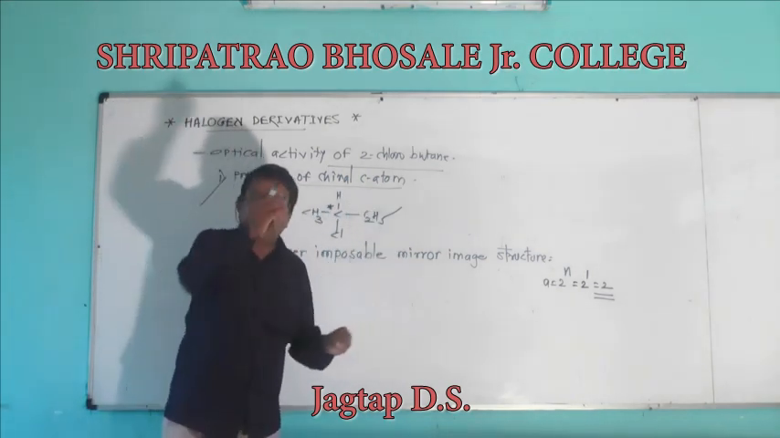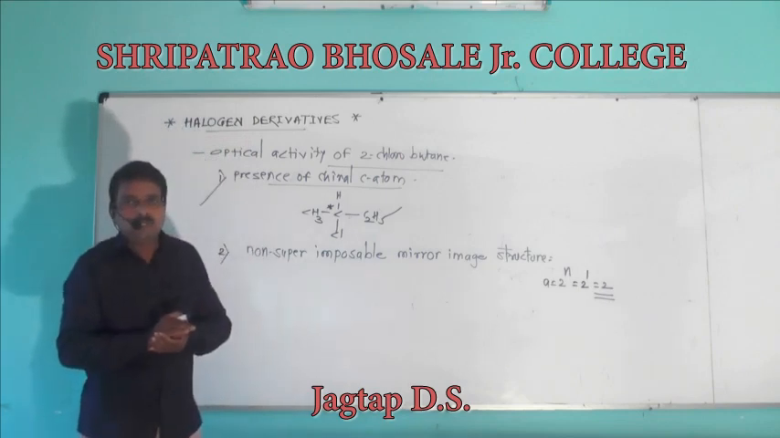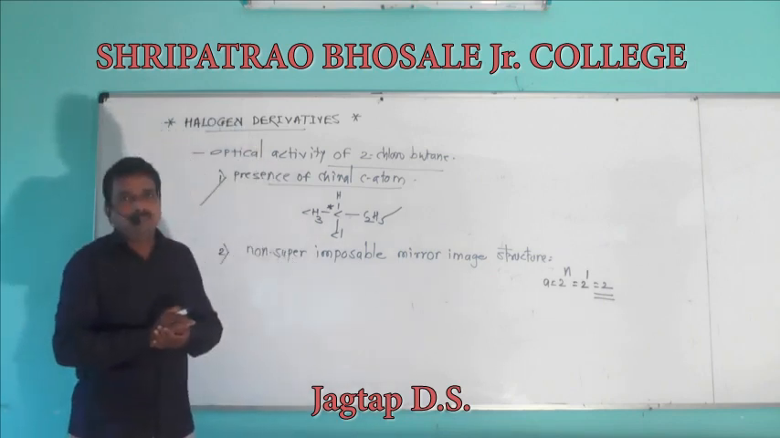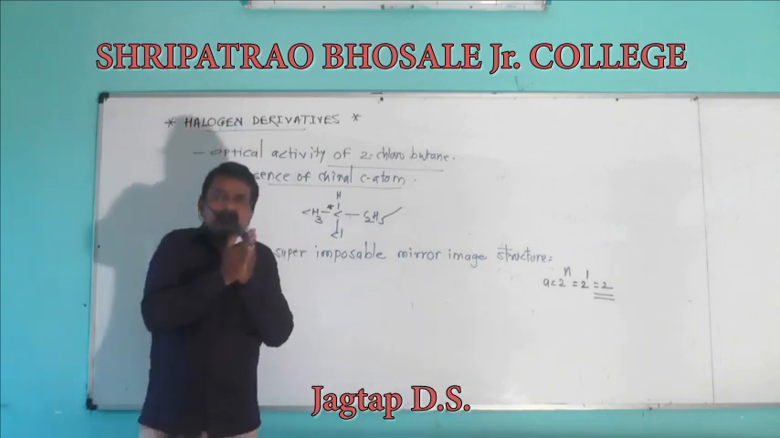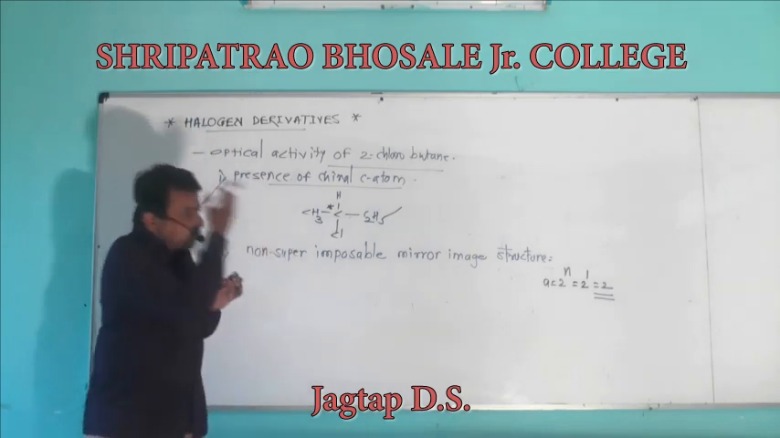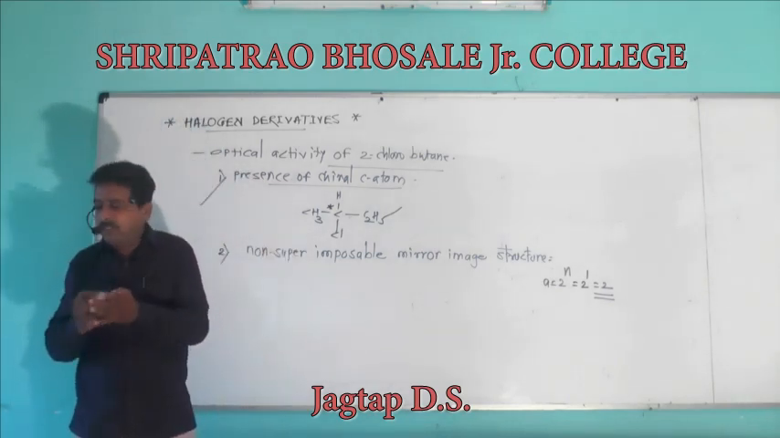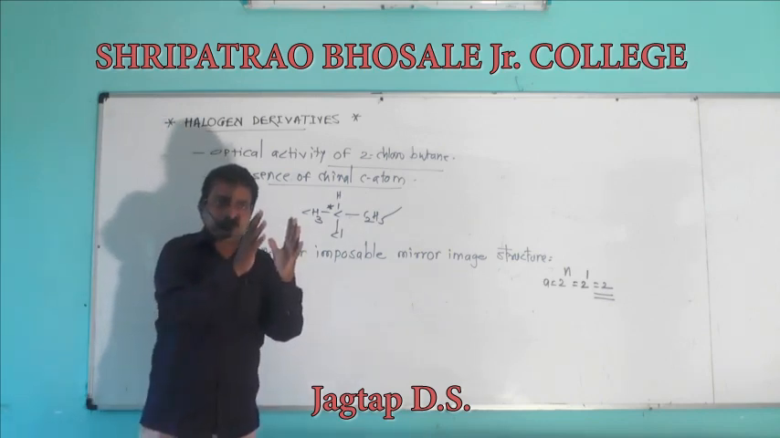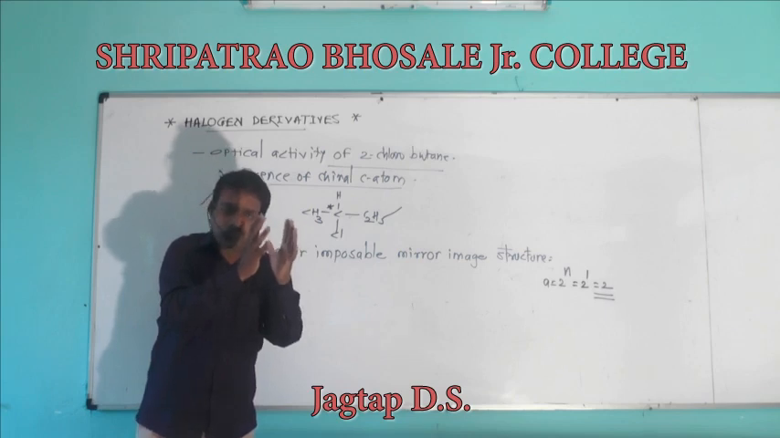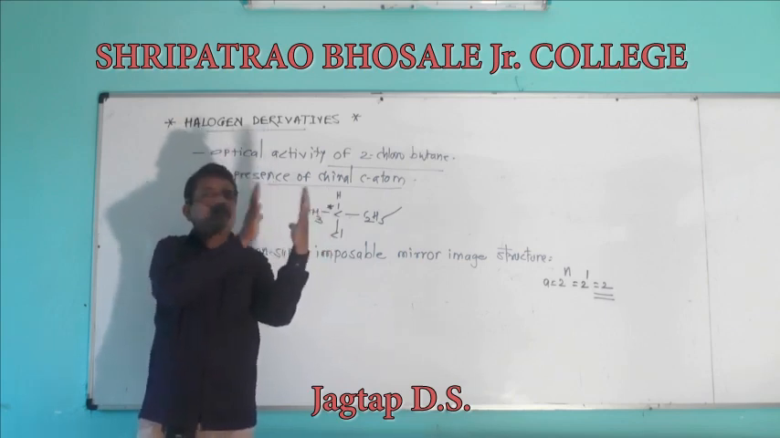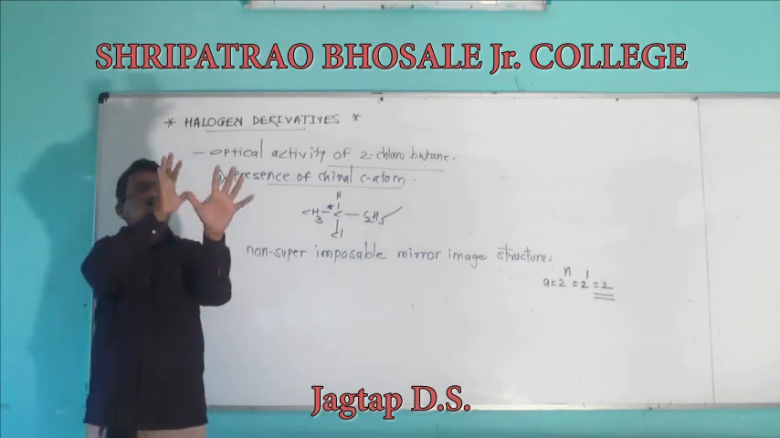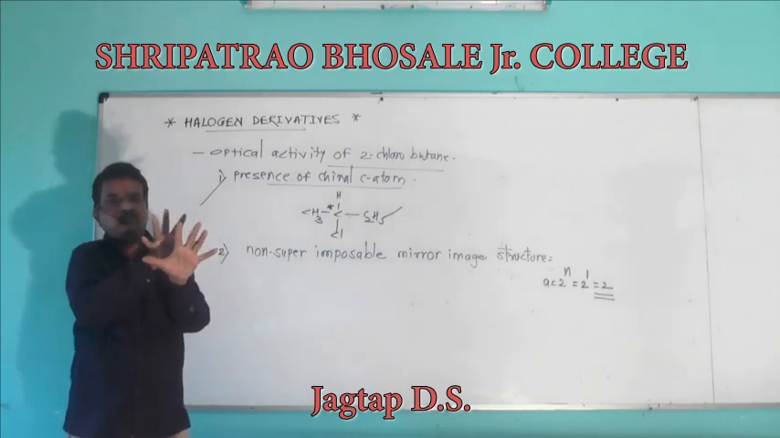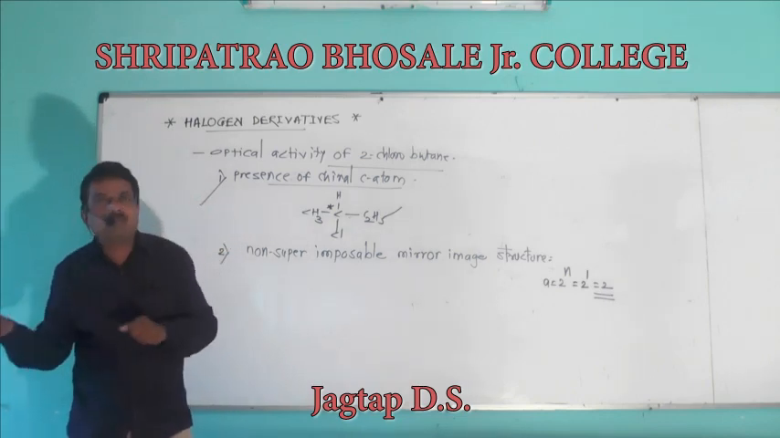2-chlorobutane contains 2 enantiomers, or 2 optical antipodes. These 2 optical isomers are mirror images of each other, but they are non-superimposable mirror image structures and have opposite action on plane polarized light.